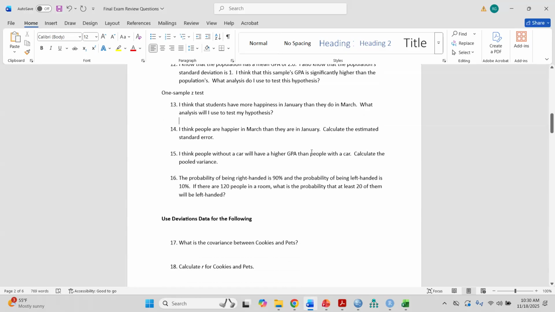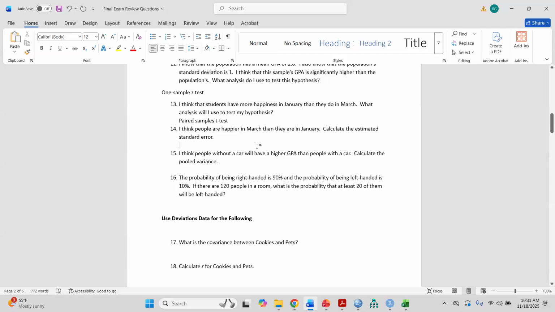Okay. I think that students have more happiness in January than they do in March. What analysis is that? Well, you don't have different groups of people. It's all just the same big group of students, and you're comparing that same group across two different time points. That's going to be a paired samples t-test. Again, it doesn't have to be repeated measures across time, but oftentimes you do see that. It could just be the same group of people that you're trying to compare on two different numeric variables, but most often you see something like a before and an after.